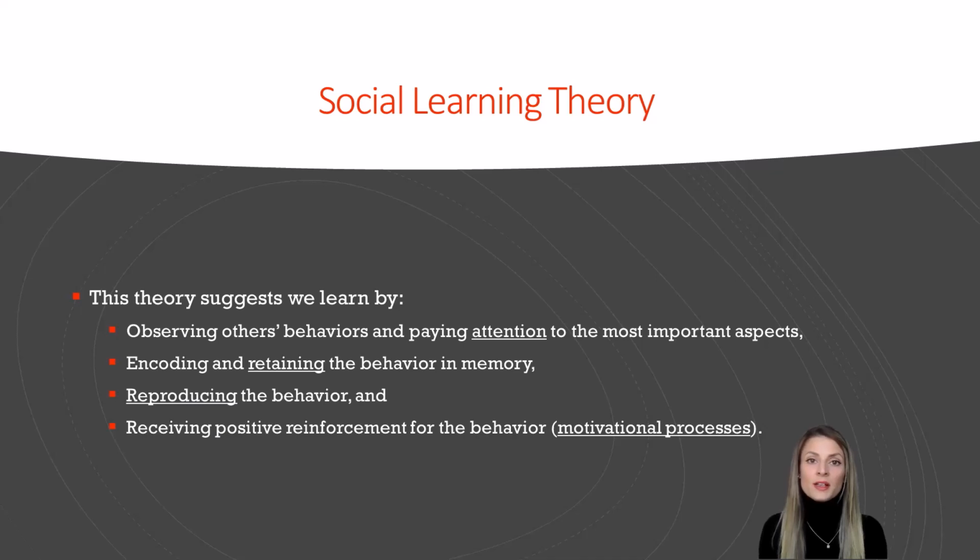Social learning theory suggests we learn by observing other people and emulating their behaviors. The process begins with attention. We pay attention to what someone else is doing. Then we encode the important aspects of that behavior in our memory so that we can recall it later. During an appropriate time, we then reproduce that behavior and wait for either positive or negative consequences, sometimes both.